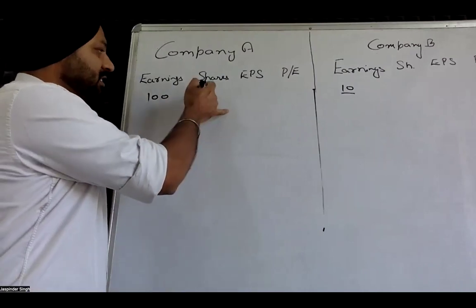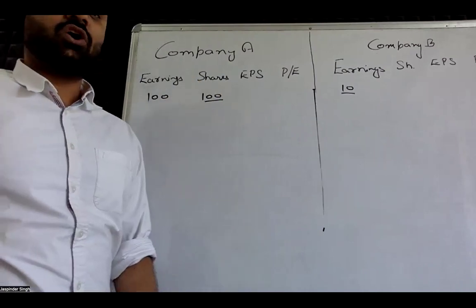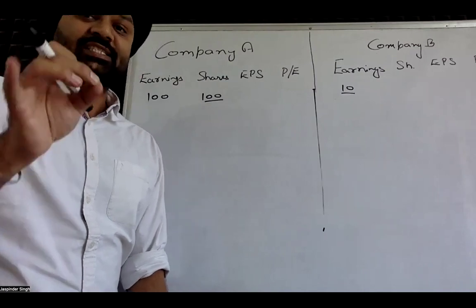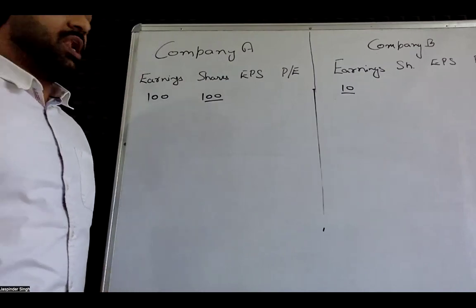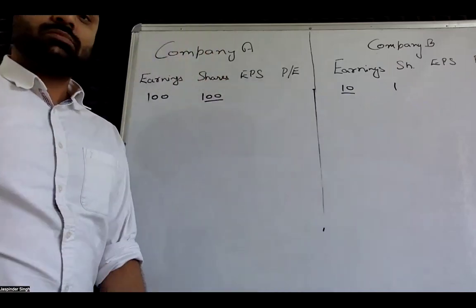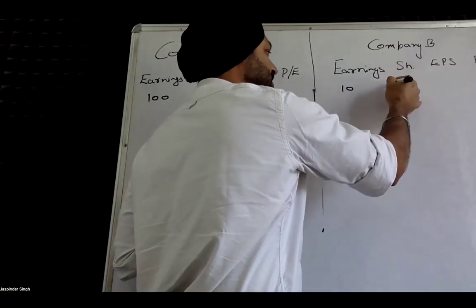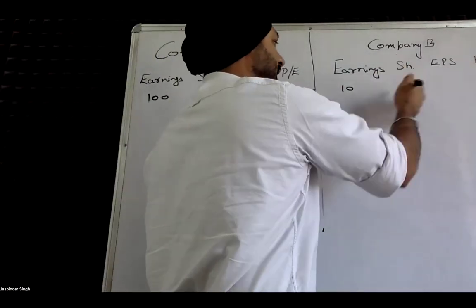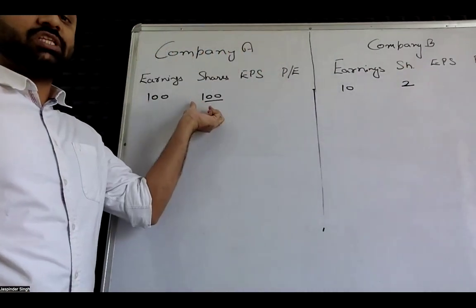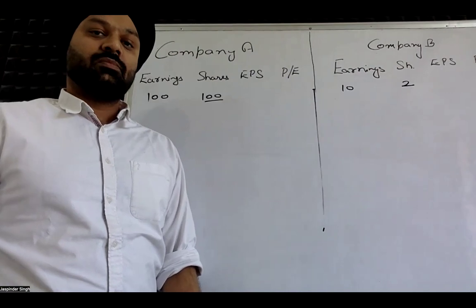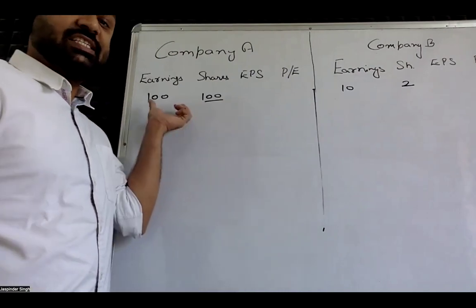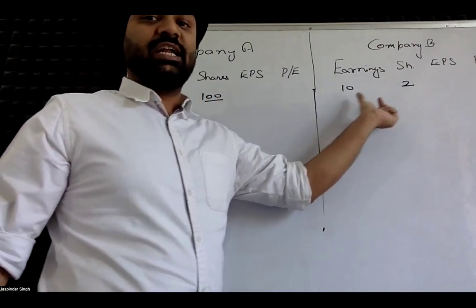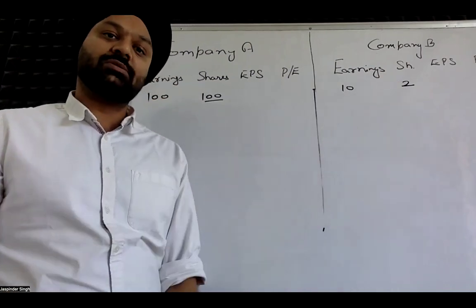Let's say company A has issued 100 common shares, but company B has issued only one or two common shares till now. There are only two shareholders for this company, and 100 shareholders for the other. Now, these earnings have to be distributed among these 100 people, and this $10 earning is going to be distributed among two shares.